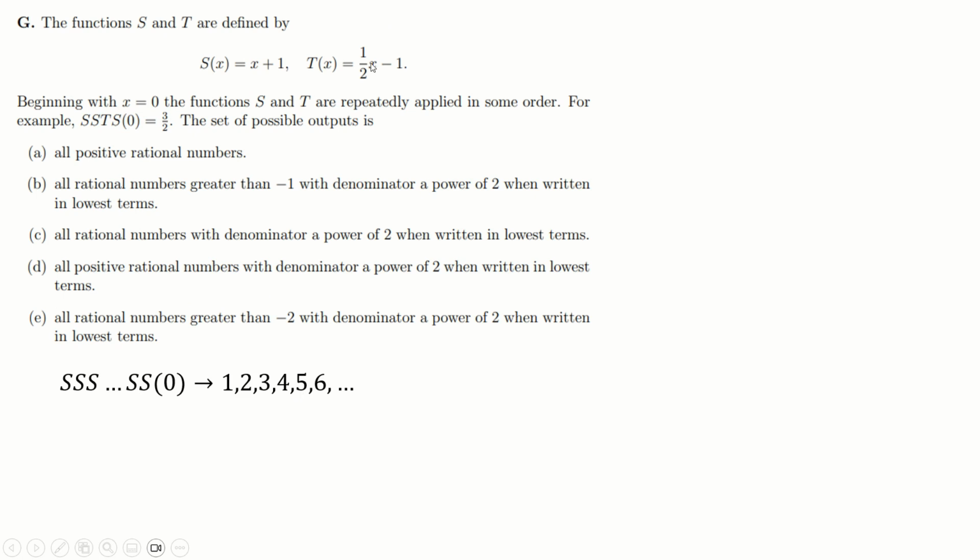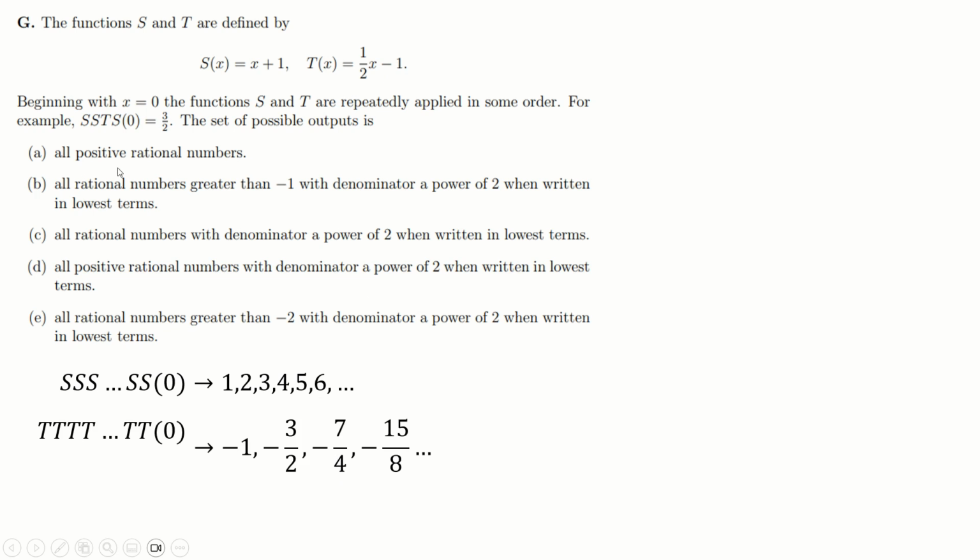Well, you put in 0, and you get out minus 1. And then you put in minus 1, and you get half times minus 1 is minus a half, minus 1 is minus 3 over 2. Then you put in minus 3 over 2, you get minus 3 over 4. Minus 1 is minus 7 over 4. Then you do it again, times that by half is minus 7 eighths, minus 1 is minus 15 eighths.